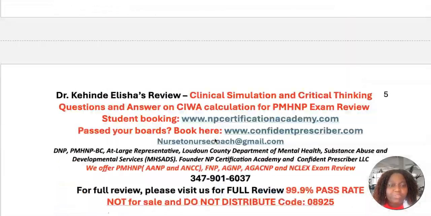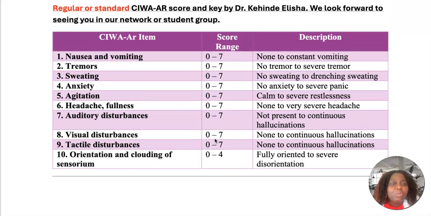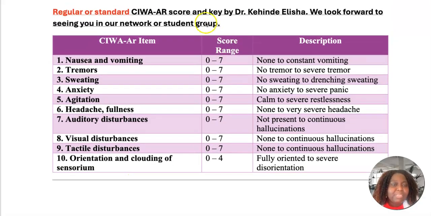Let me take you to the bottom first. What does the scale even look like? Now, we have CIWA-AR, which means Alcohol Revised, like it's a revised edition. That's the AR. So what are the components of the CIWA scale? Nausea and vomiting, tremors, sweating, anxiety, agitation, headache, fullness in the head, auditory disturbances, visual disturbances, tactile disturbances, orientation and clouding of sensorium.